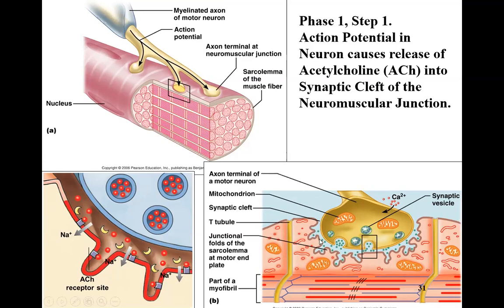The membrane itself is called the motor end plate. Okay, so here's the motor end plate. The space in between is called the synapse or the synaptic cleft. And one more term, this entire area here, right, the axon terminal and the motor end plate, this whole thing is called the neuromuscular junction, right? So the junction between the muscle and the neuron, sometimes abbreviated NMJ. Okay.